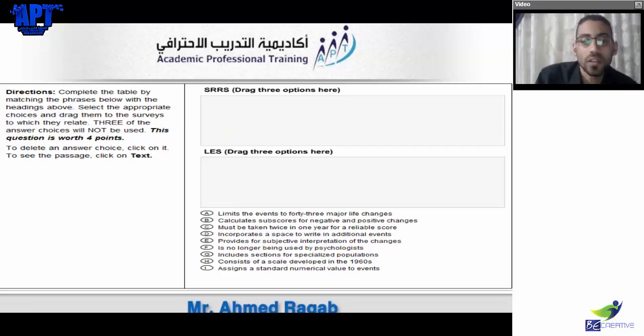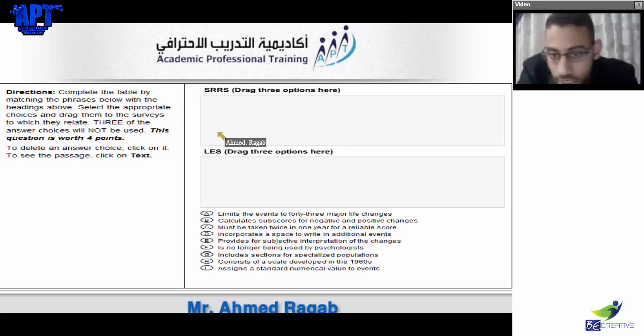Must be taken twice in 1 year for a reliable score. They didn't say anything about that. Not used. Okay, let's go here. Includes a space to write in additional events. That means they add a space to talk about what? Additional events. What's that? LES. That's a problem he solved about the SRRS.